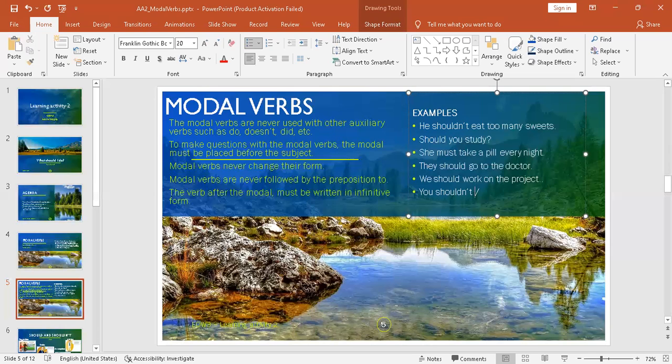Entonces, por ejemplo, he shouldn't eat too many sweets. No debería comer tanto dulce. Acá, you shouldn't eat much. ¿Cierto? Como que no comas demasiado, por favor. Como que te vas a engordar. O, bueno, el típico. ¿Sí? ¿Sí ven? Para preguntar lo mismo.